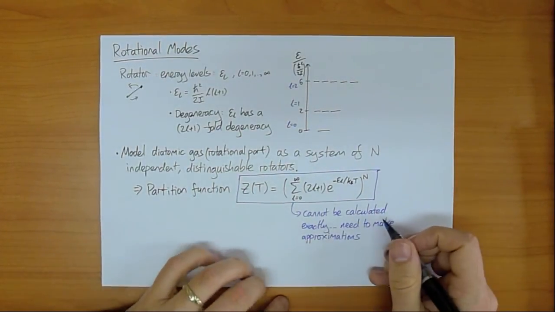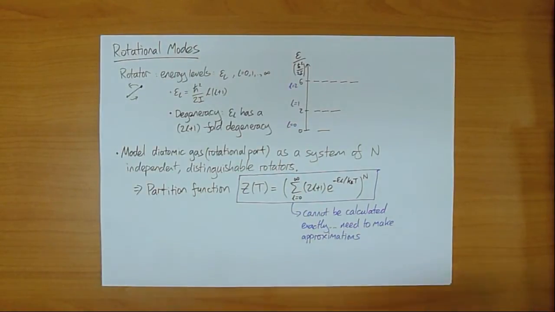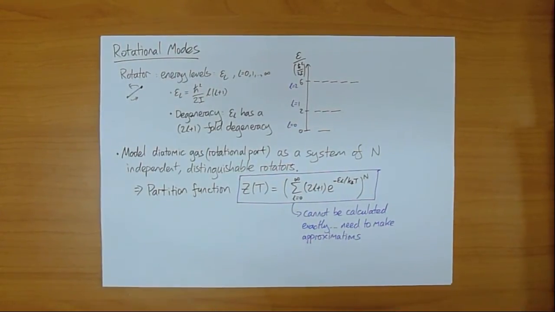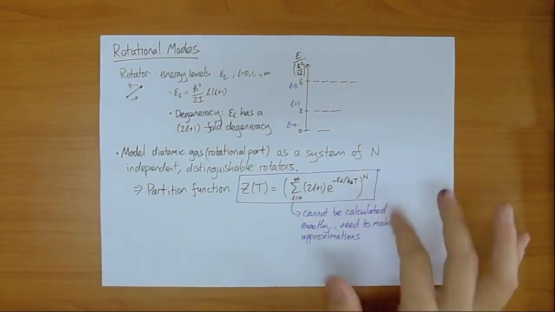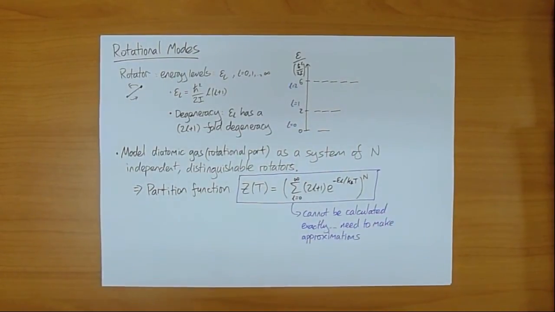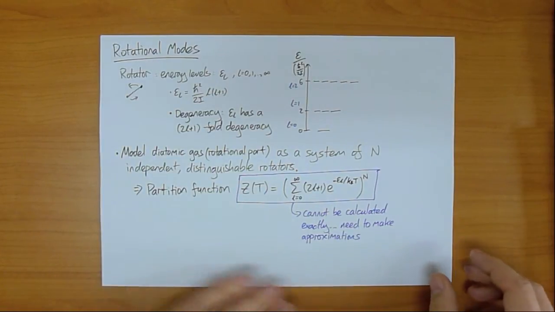Okay, so I'll make a couple of approximations to see the kind of behavior of this function. The first thing I'll do is a high temperature approximation, and in the high temperature approximation we can use a density of states approximation to replace the sum with an integral. I'll do that first, and then after that we'll look at the other limit, the low temperature limit, and see what the partition function looks like in that limit too.